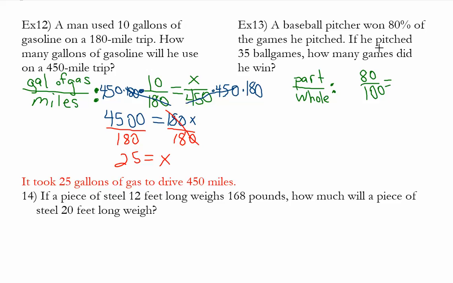equals, and the guy pitched 35 ball games. How many did he win? So are we trying to find the part or the whole? Well, the total, it said, was 35. So our unknown is in our part. So we're going to multiply by 100 as well as 35.